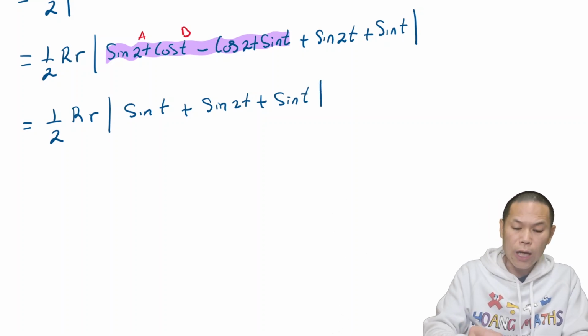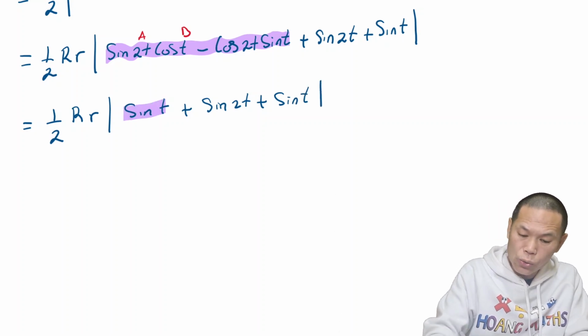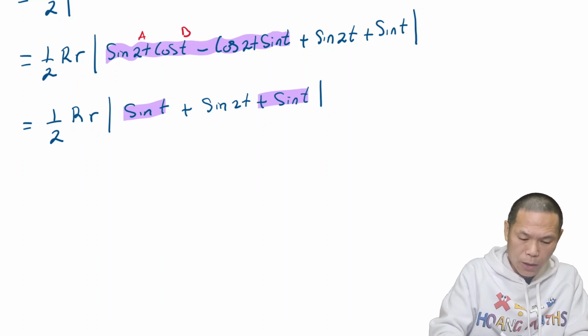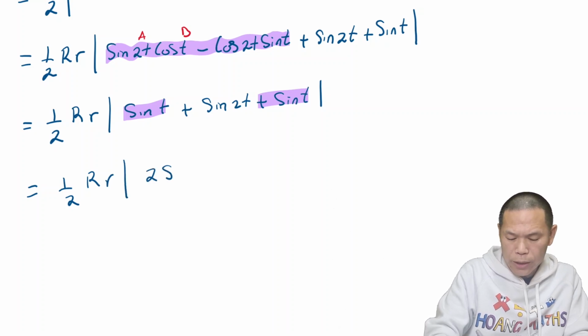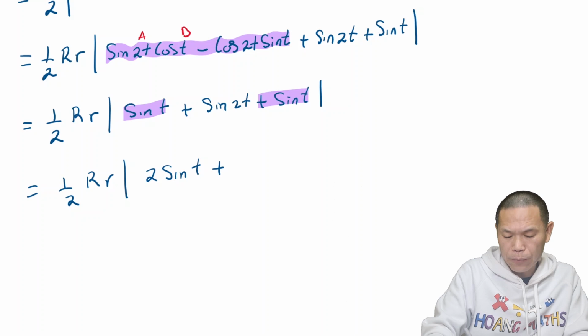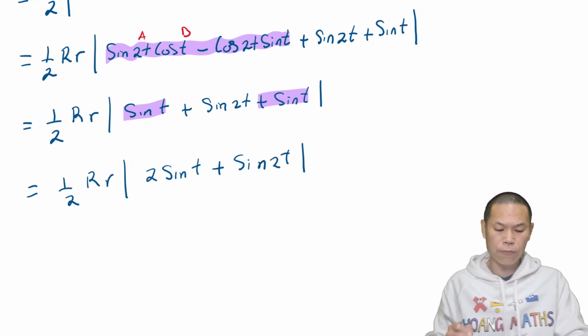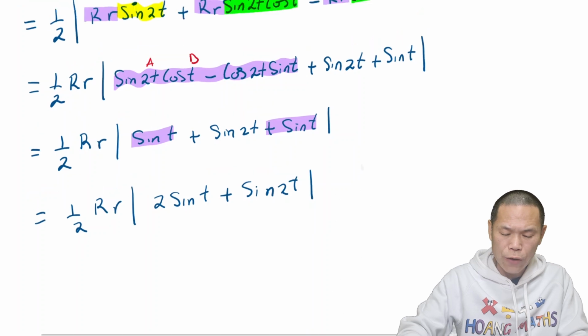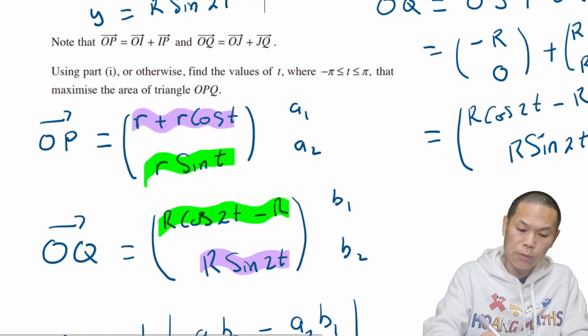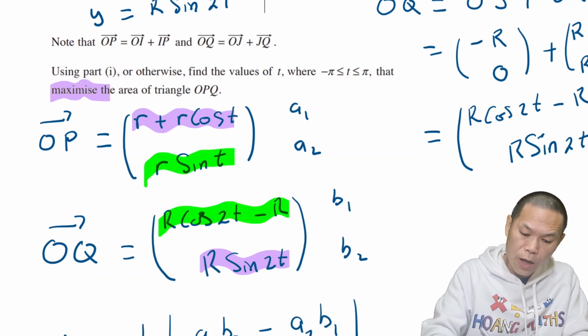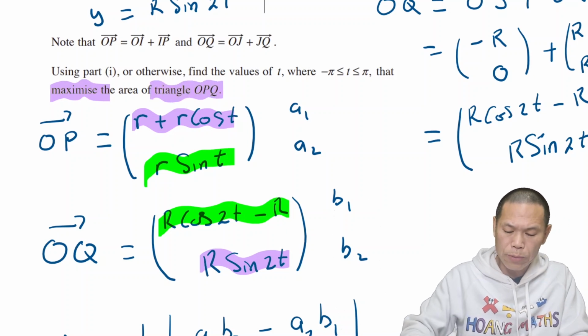And we can collect like terms. So these two, we collect like terms. That will give me a half R r, and that is 2 sine t plus sine 2t, absolute value. And of course, we need to find the maximum area. Maximum area of the triangle OPQ.